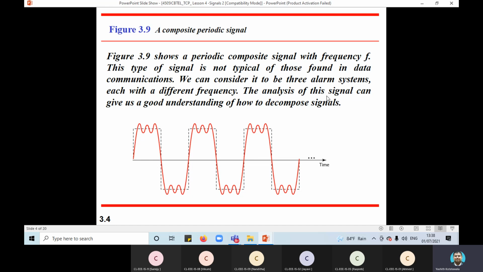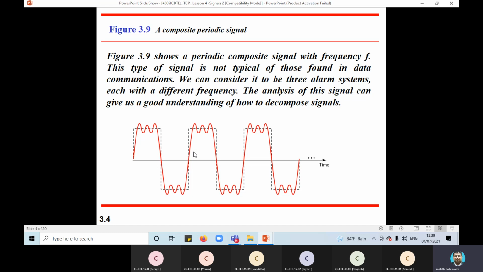So let's read and see whether I missed anything. Figure shows a periodic composite signal with frequency f. This type of signal is not typical of those found in data communications, right? We can consider it to be three alarm systems, each with a different frequency, and analysis of this signal can give us a good understanding of how to decompose a signal, right?